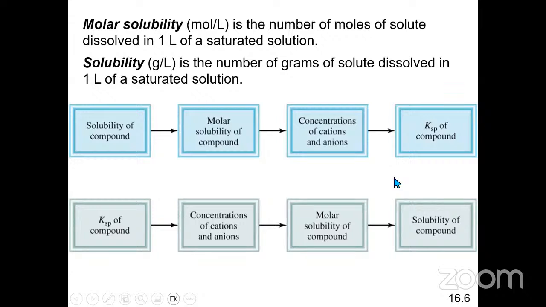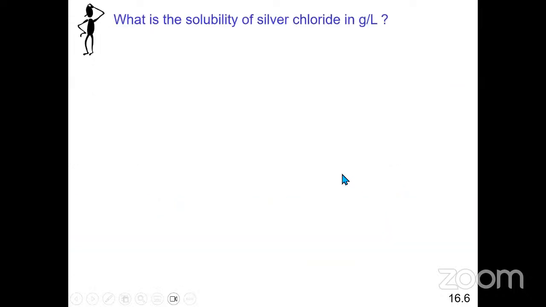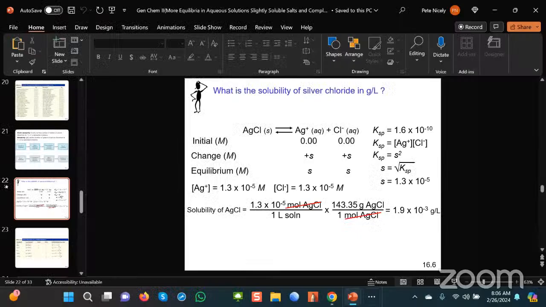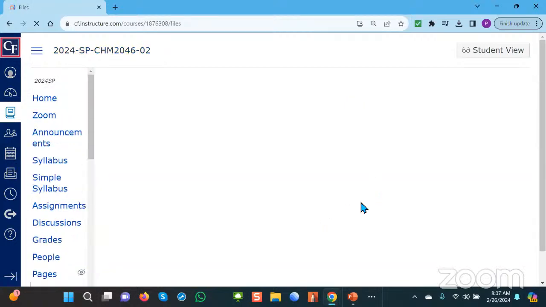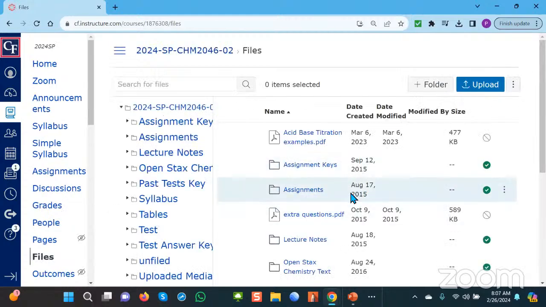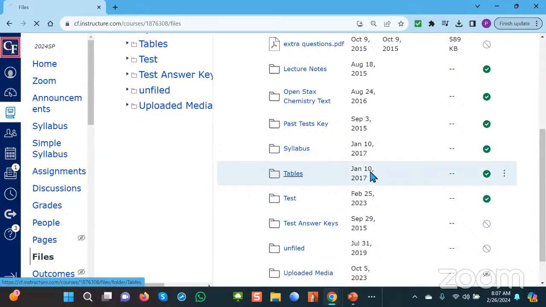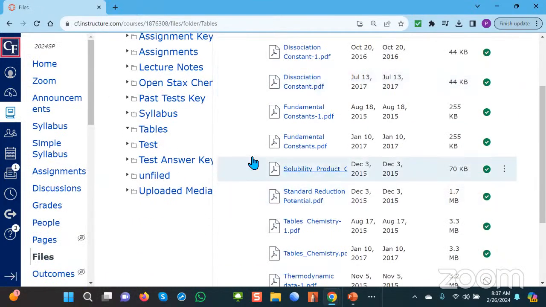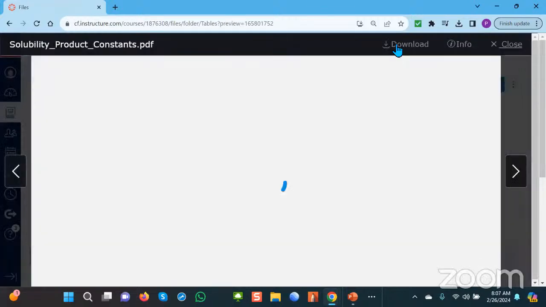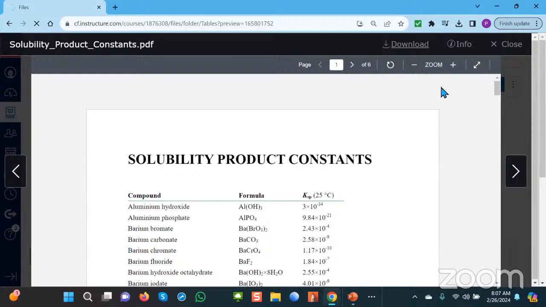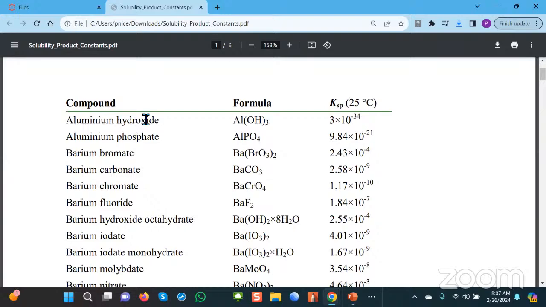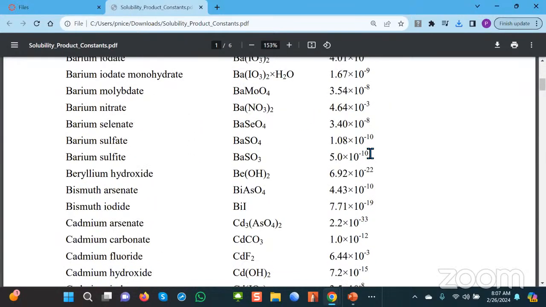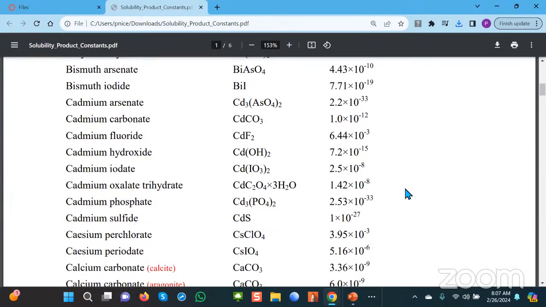Also, let me show you where in Canvas it is. There is a table that I've posted in Canvas, which gives you a more comprehensive list of ionic compounds, which you will have access to during your exams. So let me go to tables, and then where it says solubility product constants. This is the table that you will have access to. It gives you the formula, the name, and the corresponding KSP values. Again, you can see typically very small numbers.